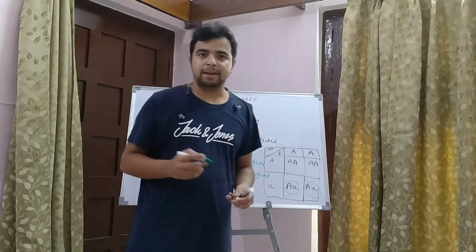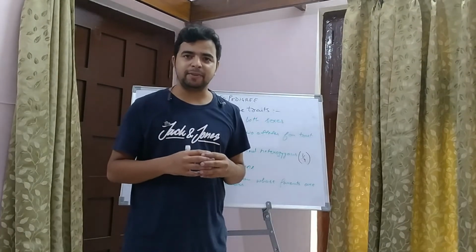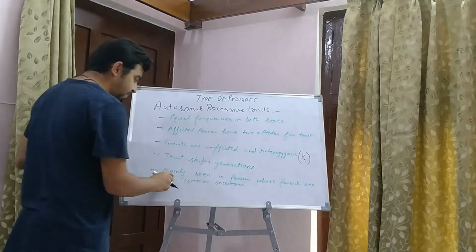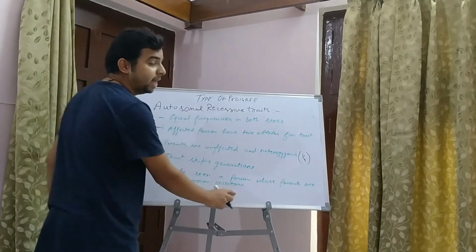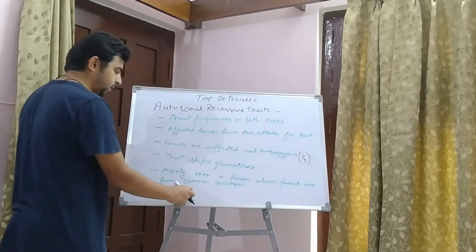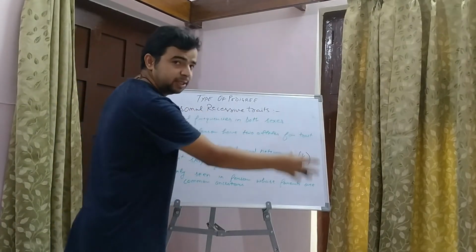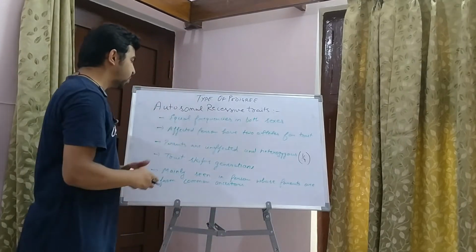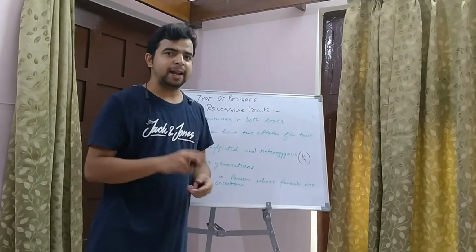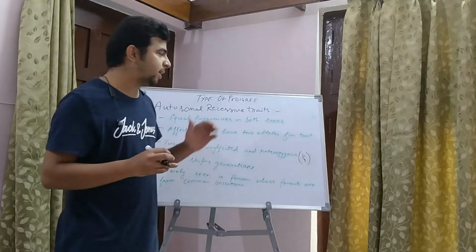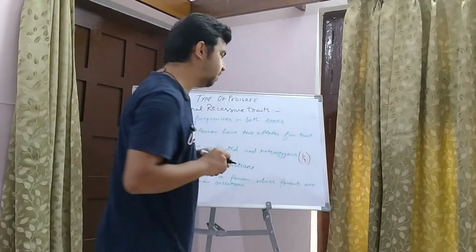So now we will see about autosomal recessive trait. In autosomal recessive trait we can see that it is mainly seen in persons whose parents are from common ancestors. This is a very important point when we are discussing autosomal recessive trait. Next, it has equal frequency in both the sexes. That means the trait or character can be present in either the male or the female parent.